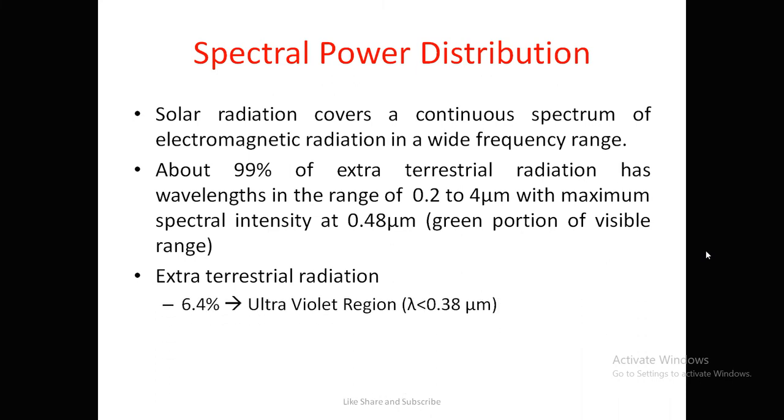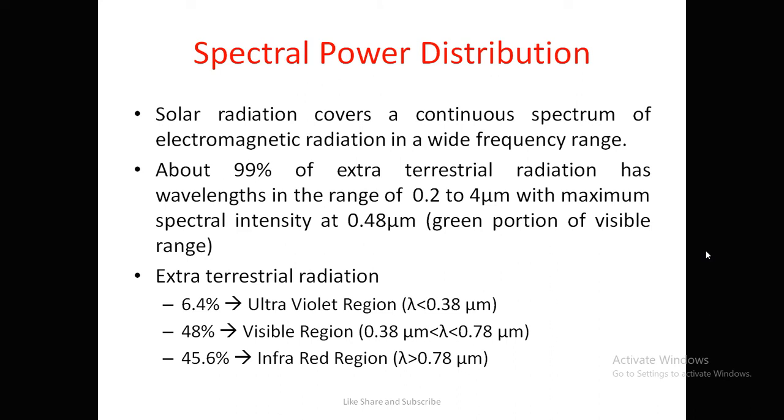6.4% is the ultraviolet region, so the wavelength is less than 0.38 micrometer. 48% is the visible region, 0.38 micrometer less than lambda less than 0.78 micrometer, and the remaining 45.6% is the infrared region, where lambda is greater than 0.78 micrometer. So it's very simple to understand and very simple to remember also. The visible region is very important. Visible region means 0.38 micrometer to 0.78 micrometer, simple.